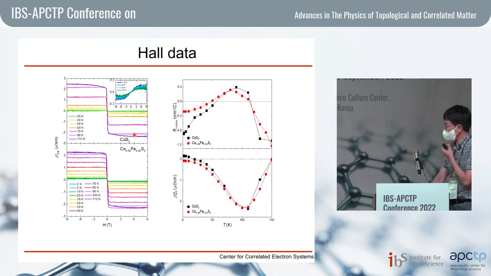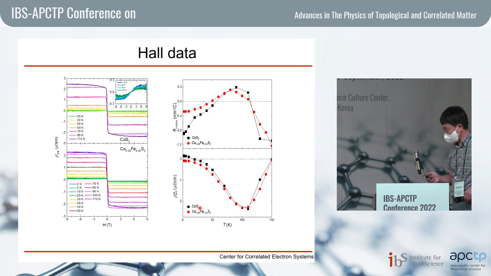So here, I show you two sets of data. One is pure cobalt disulfide, and here 5% of cobalt is replaced by iron. And I'm showing you anomalous Hall resistivity as a function of magnetic field. We can pull out the saturated anomalous Hall resistivity as well as the ordinary Hall effect. And here I show you the anomalous part of the saturated Hall resistivity. And this has a very peculiar temperature dependence for these two systems.